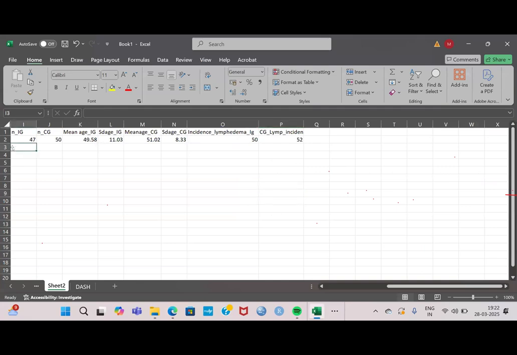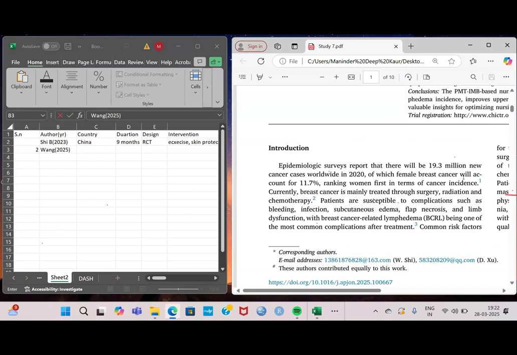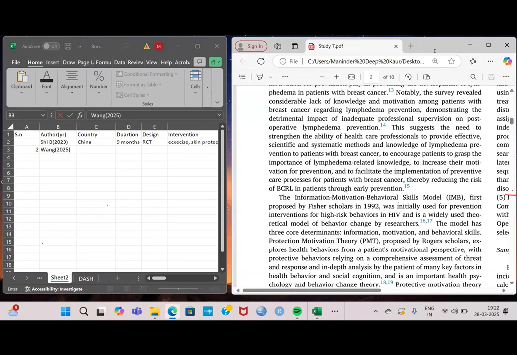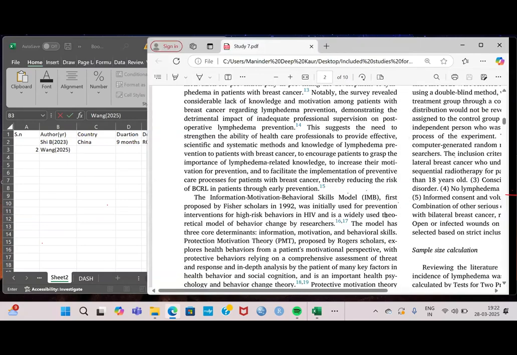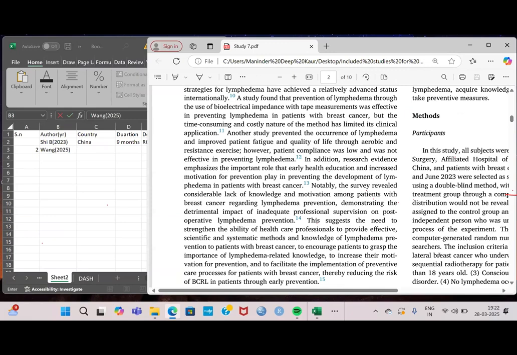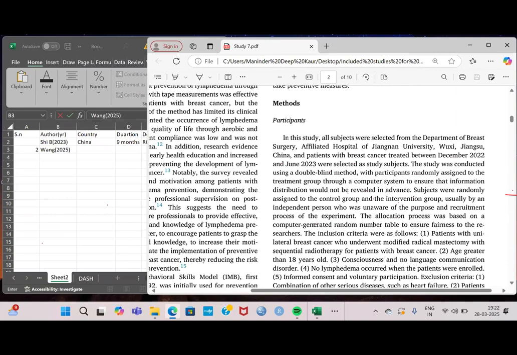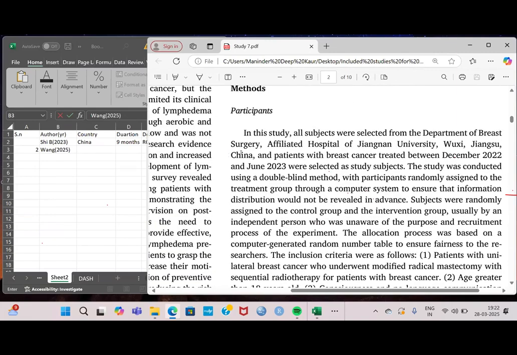Let's enter the data here along with me. So this is study number 2. Wang is the name of the author, and the year is 2025. And what is the country? I need to find out in which country the study has been conducted. I think the name is suggesting China, but we have to look. We don't have to assume things. We have to critically appraise the articles before getting any information. Yes, see, China is there. So I will enter China.